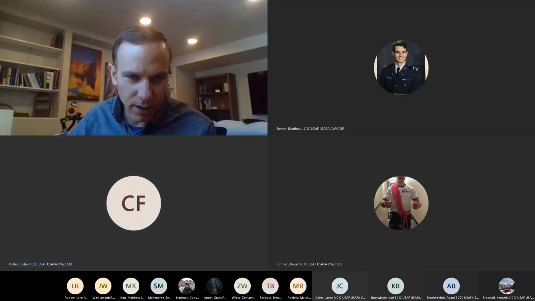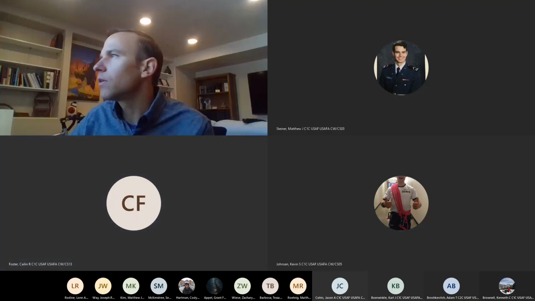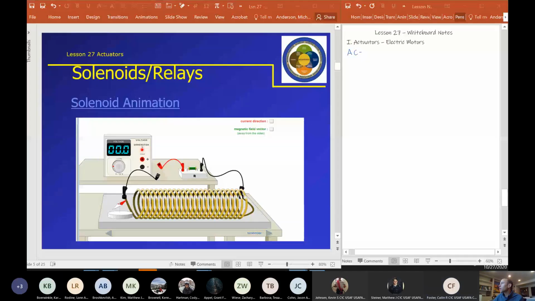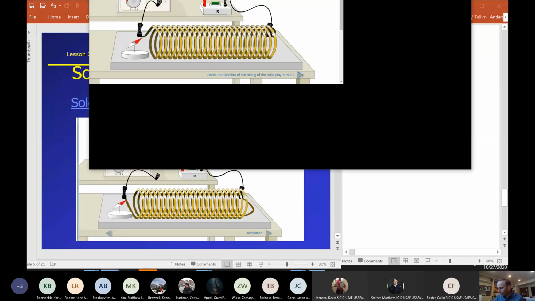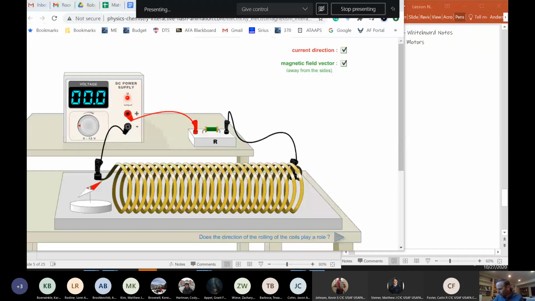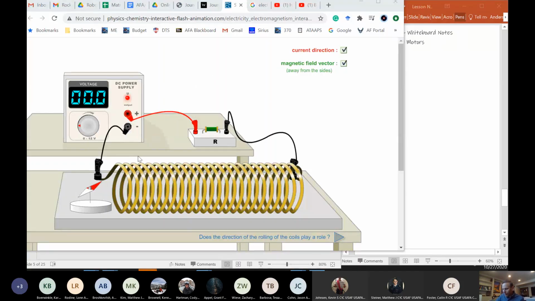Trying to reshare my screen here. There we go. Taking you to a cool animation that I think is very helpful in understanding how a solenoid works. Basically, a solenoid is a coil of wire that we run a current through, and a magnetic field is created. There is usually an iron core device in the middle of the coil that is then affected by the magnetic field that's generated.